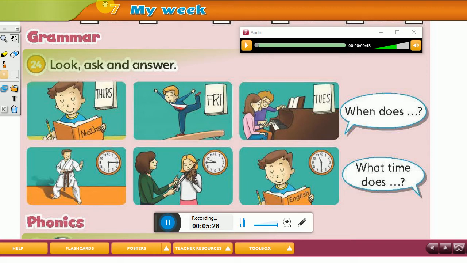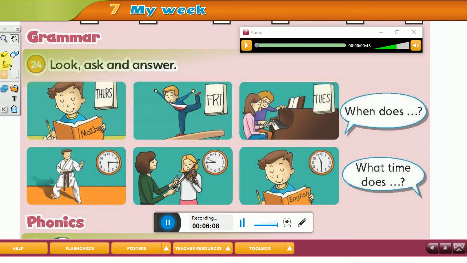Picture 5, what time does she have music lesson? She has music lesson at quarter to 10. The last question about the last picture. What time does he study English? He studies English at half past 12.